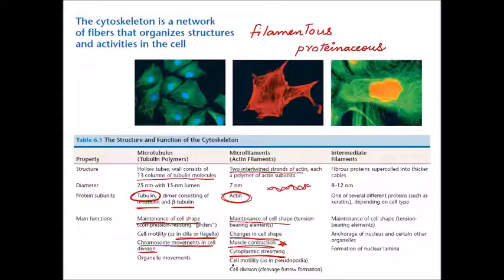Pseudopodia, which is found in amoeba, so that is also because of actin filaments. Cell division in case of animal cells, furrow formation, so that is also because of microfilaments. So this cleavage furrow also we'll discuss in the cell division chapter.